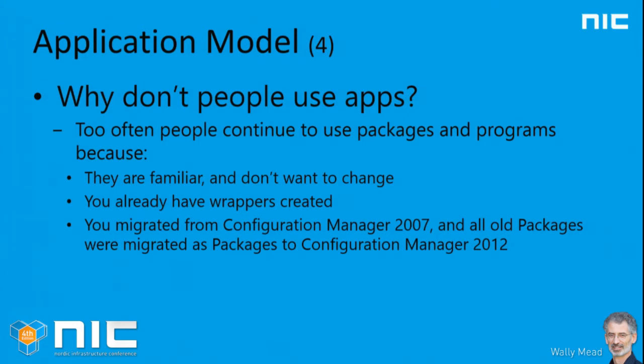So it makes sense. Maybe it's because you just have all those wrappers already created and you don't want to take the time to convert all that over to the app model because you already got the wrappers for all your different software. Maybe it's because you know that when you did your migration from 2007 to 2012, we migrated all your packages as packages. So if Microsoft does it, the product group does it, why don't I just stick with the old stuff? And we just brought them over that way for your convenience because you know how to use those.